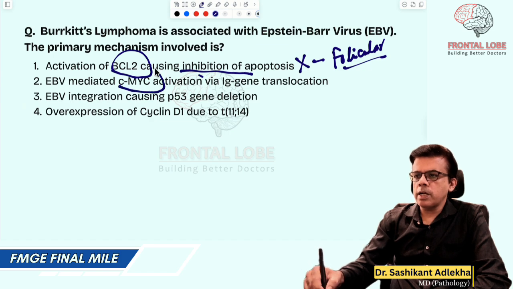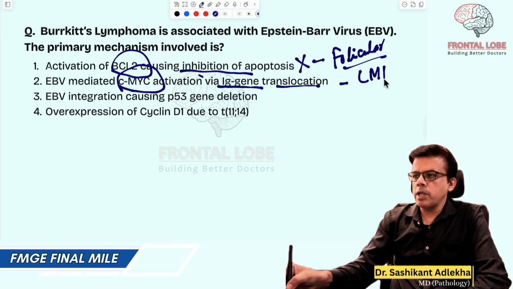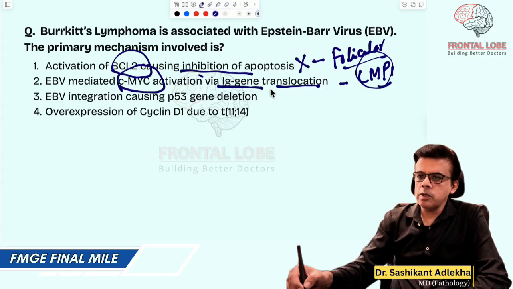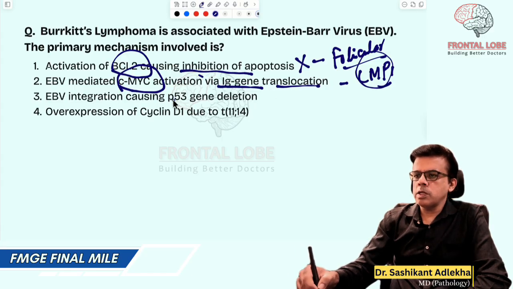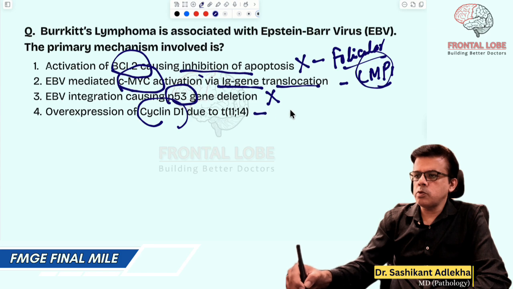EBV mediated c-MYC activation, yes, this is in fact the correct answer. With EBV, there is the LMP1 protein, latent membrane protein 1, and that causes activation of the c-MYC oncogene. EBV integration causing P53 gene deletion, the third option, is incorrect. This is not the prime mechanism over here. Overexpression of cyclin D1 due to t(11;14) is speaking about mantle cell lymphoma.